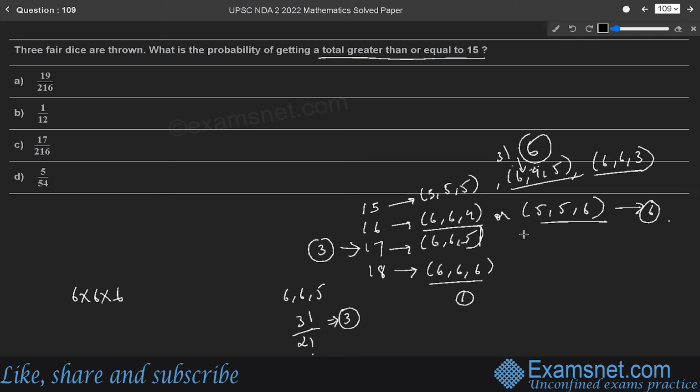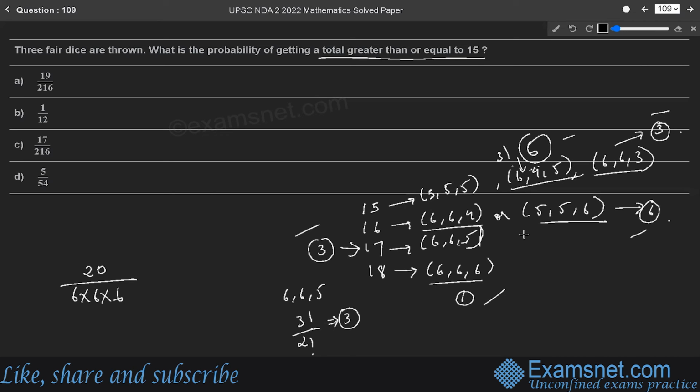Now 6, 6, 3 is 3 factorial upon 2 factorial. So it will have at most 3 cases. Now let us add all the cases, which is 1 plus 3 plus 6 plus 6 plus 3. It gives 20. So there are total 20 cases.